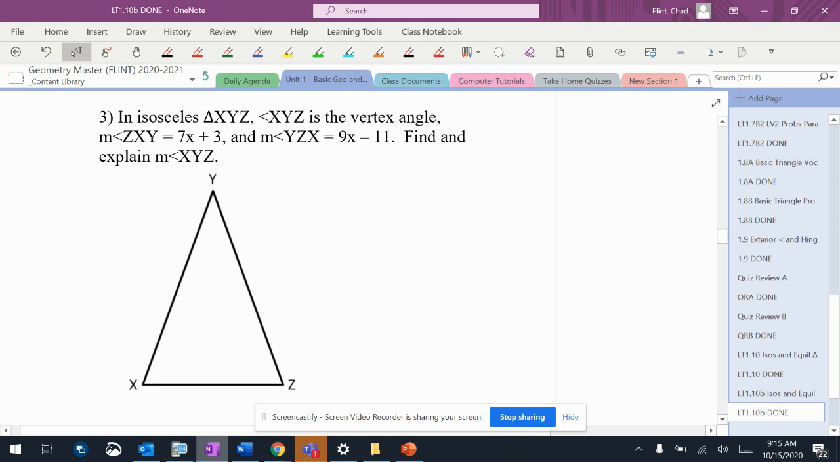Okay, so now this one has no marks. So this one I have to figure out what's going on before I start. So I kind of survey it and I see that it's talking about angles. So I really only care about the angles in this problem right now.